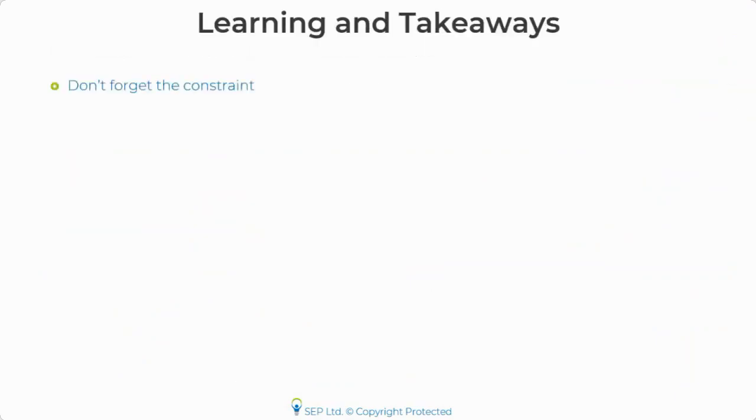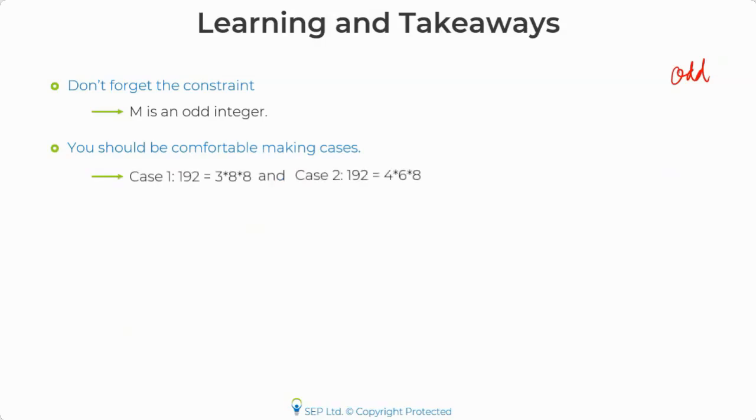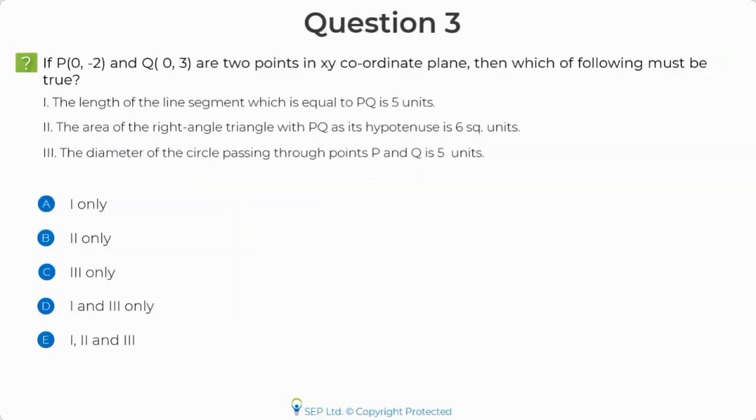So remember, guys, what is the important learning from every question? I want you to take a learning. The important learning here is do not forget the constraint. Do not forget that we are talking about an odd number in this case. You should be comfortable making cases, and always take cases in a systematic order. In the original question, the value was 192, which Shakib used to do. I have changed this to 48, but the idea remains the same. You have to take cases in an organized manner. So this is very, very important.